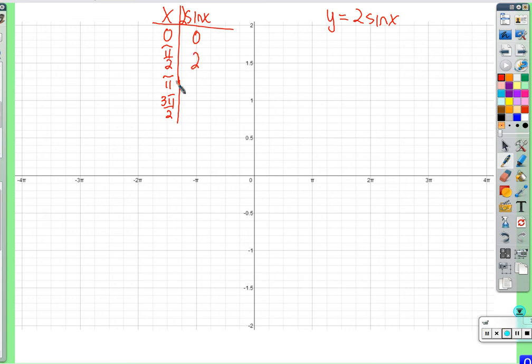Sounds like Dakota was right here. Sine of pi? Sine of pi is 2? No. What's the sine of pi? Look at the circle. Look at your unit circle. Sine of pi is 0. 0 times 2 is 0. Okay, 3 pi over 2. Sine of 3 pi over 2.